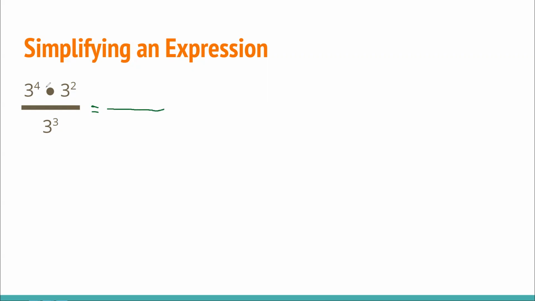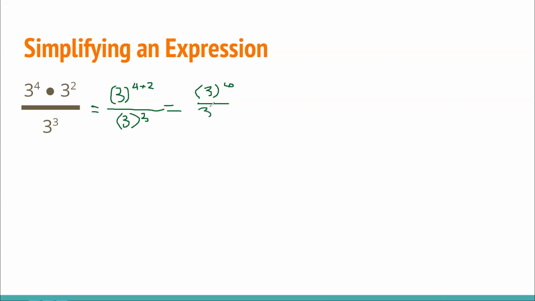So I've got 3 to the 4th times 3 to the 2nd. I'm going to use my rule, which tells me that when I have 2 bases and 2 exponents, I'm going to be adding my exponents. And then I'm going to copy down my denominator just to keep it all the same. And I'm going to simplify that numerator now. So I've got 3 to the 4 plus 2 power. And so that's going to simplify to 3 to the 6th power.